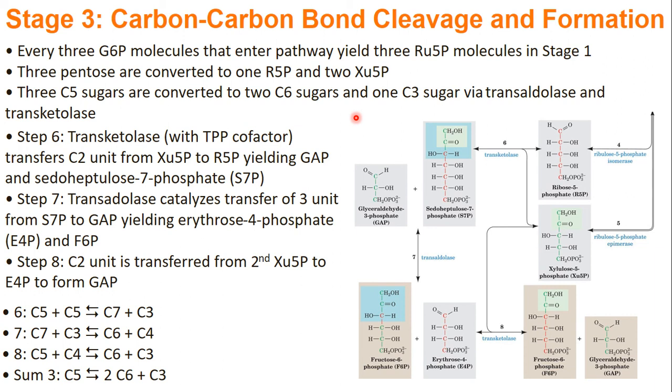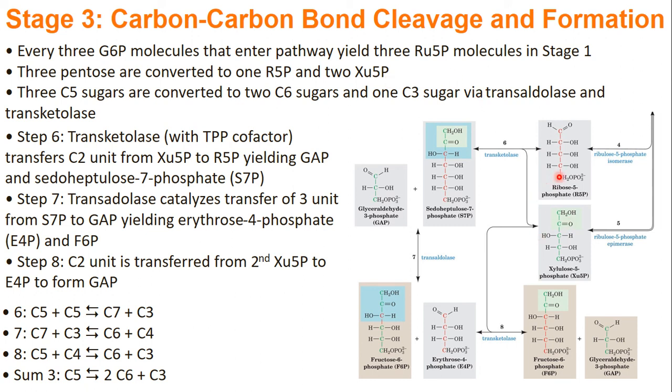All right, so we're not going to go over this right away, but just take a step back. Every 3 glucose 6-phosphate molecules that entered the pathway gives us 3 Ru5P molecules in stage 1. 3 pentoses are converted to 1 R5P and 2 XU5P. So of the 3 that we get, 1 goes to R5P, 2 go to XU5P. All right, that's where we're at right now.